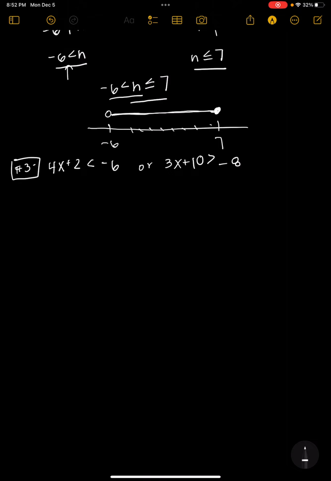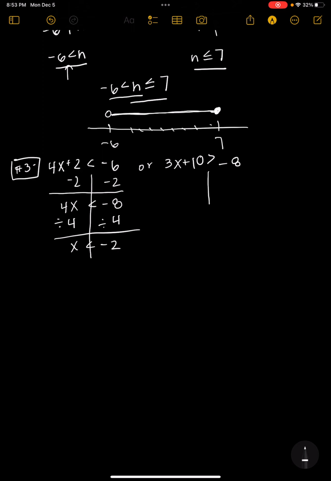So once again, we're going to just solve these individually. So I'm going to subtract 2 from each side. I get 4x is less than negative 8. Now I get to divide each side by negative 8, or sorry, divide each side by 4. We get x is less than negative 2.